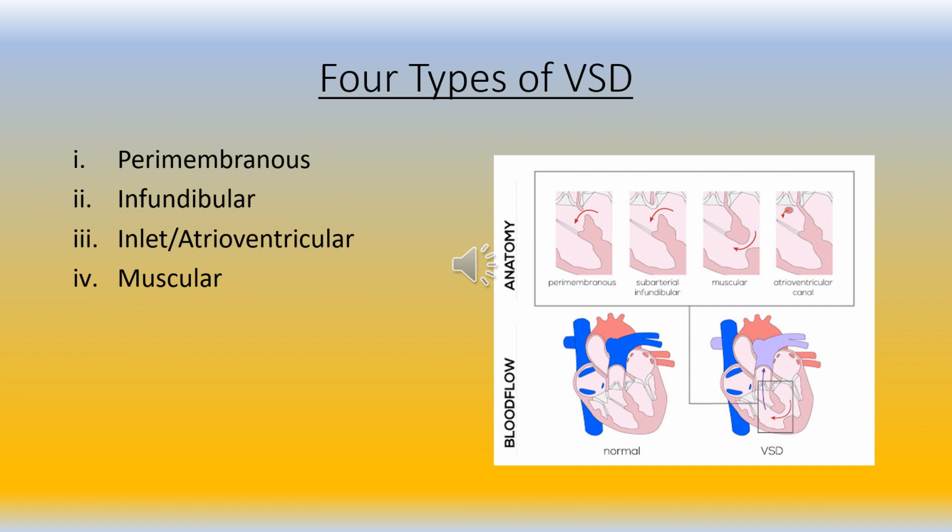So there are four types of VSDs: perimembranous, infundibular, inlet or atrioventricular, and muscular. Again, just like the ASDs, dependent on where they're located within the ventricles.